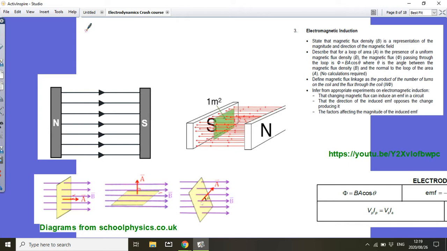For electromagnetic induction, there is a bird in the background, I know, and you're just going to have to bear with that because I can't, and I really don't want to get it to keep quiet.